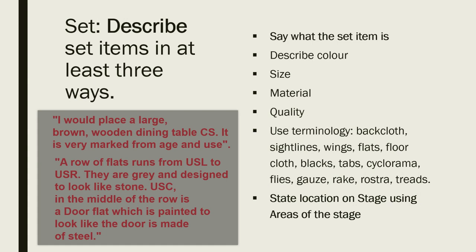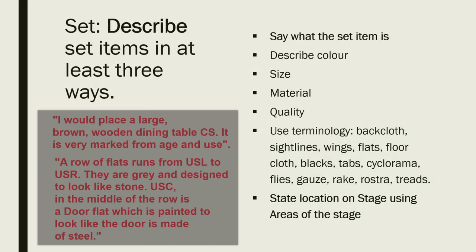When you're approaching your description of set, it's really important that you talk about it in as much detail as possible. And to do that, I always recommend that you talk about it in at least 3 ways. So the first thing you have to say, which is probably the most important, which is why I've put it in bold there, is say what the set item is. Say whether it's a table or a flat or a rostrum or a vending machine or whatever large object this is going to be that's part of your set. So state what it is.